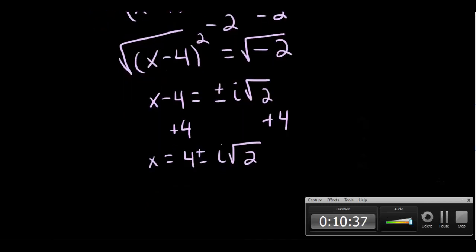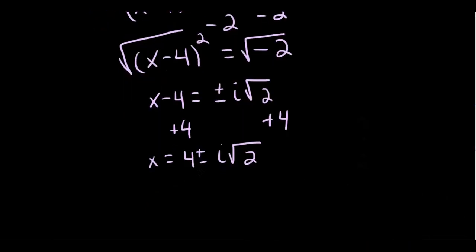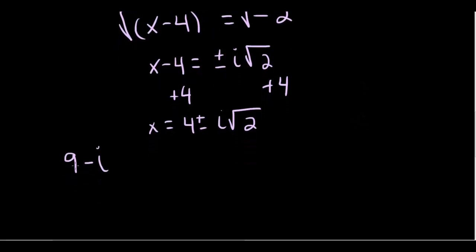Okay, and the last thing that I'm going to cover in this video is complex conjugates. Again, it is a pretty straightforward concept. Let's say that I have 9 minus i, and then you're asked for the conjugate. You just have to change the sign of the imaginary part. So you make sure that it is written like this: first the real part, then the imaginary part, and then you switch the sign. So the complex conjugate will be 9 plus i.